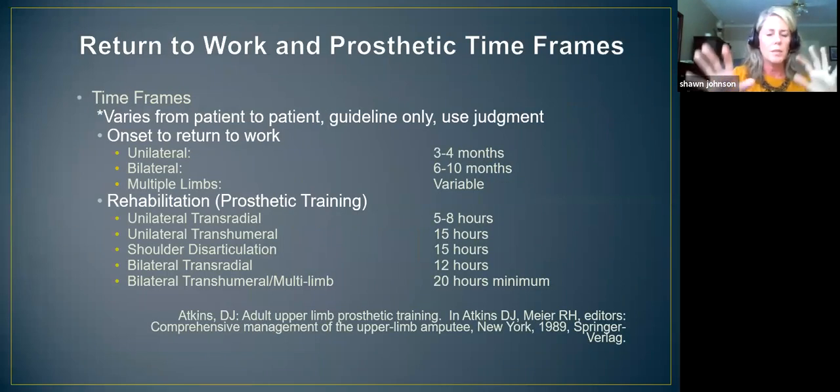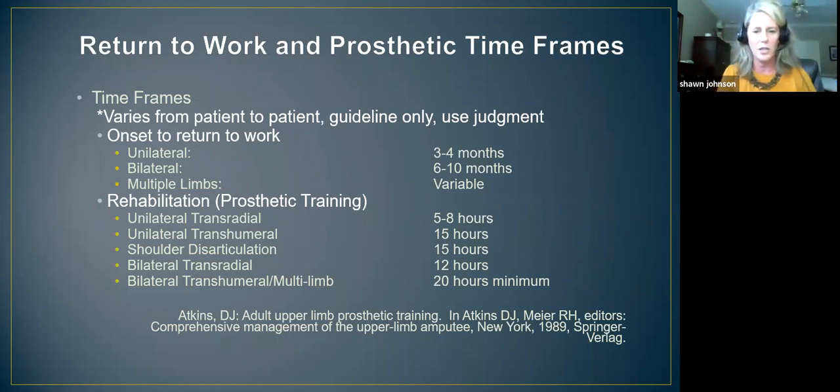And so I'm giving you a generalized idea. These are from some chapters in older texts from Diane Atkins and Dr. Meyer on upper limb prosthetic training, just to give you an idea of when someone has an amputation, when they go back to work, and how long their rehabilitation training might take. Please don't use this screen in any kind of insurance denial appeals or anything. It's just an idea for you to know.